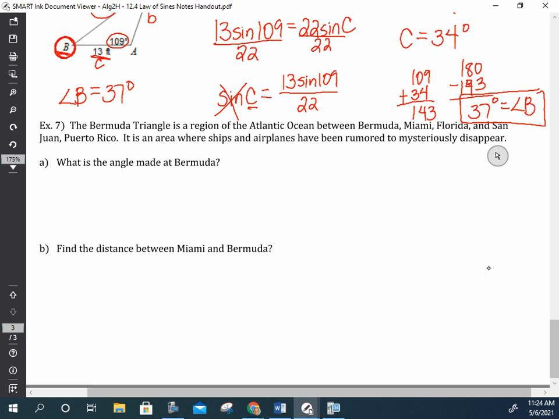All right, so this problem is about the Bermuda Triangle, which, if you've never been to Bermuda, it's probably a beautiful place. I will probably never go there because I don't want my plane to disappear. It is a region in the Atlantic Ocean between Bermuda, Miami, Florida, and San Juan, Puerto Rico. I've been to the other two, I just haven't been to Bermuda.